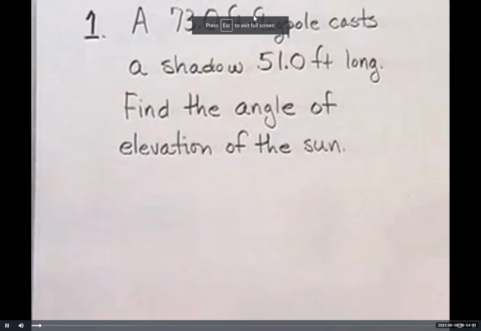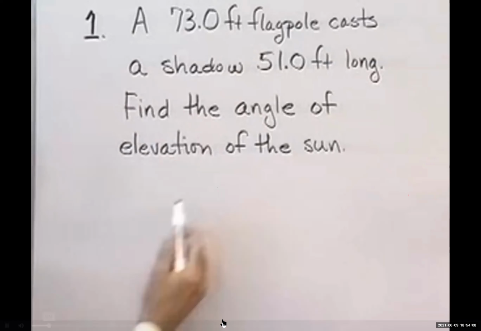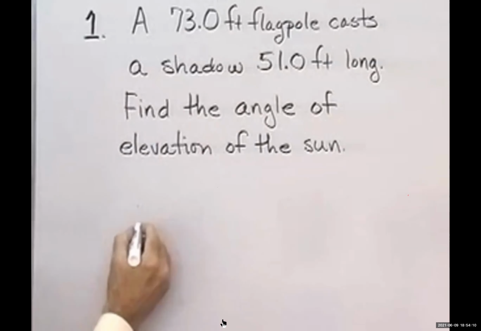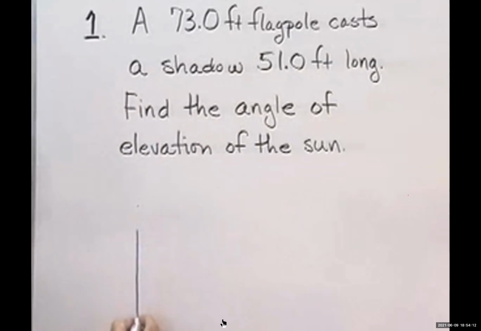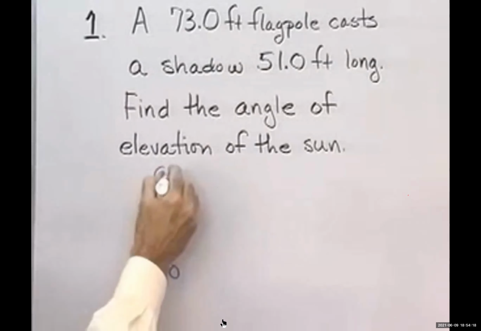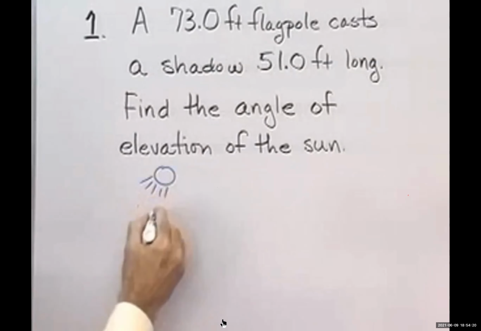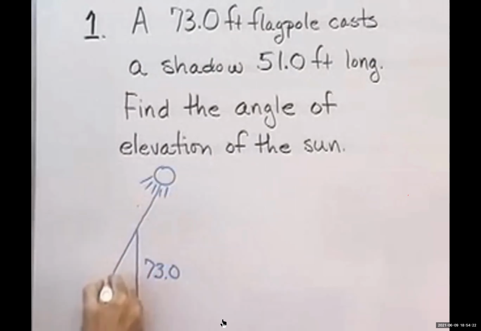A 73-foot flagpole casts a shadow 51 feet long. Find the angle of elevation of the sun. So I'm going to draw a little picture of this. Here's my flagpole, and it is 73.0 feet long. Let's just say the sun is up over here, shining like that. The sun's rays come down, and so the flagpole then casts a shadow that is 51.0 feet.